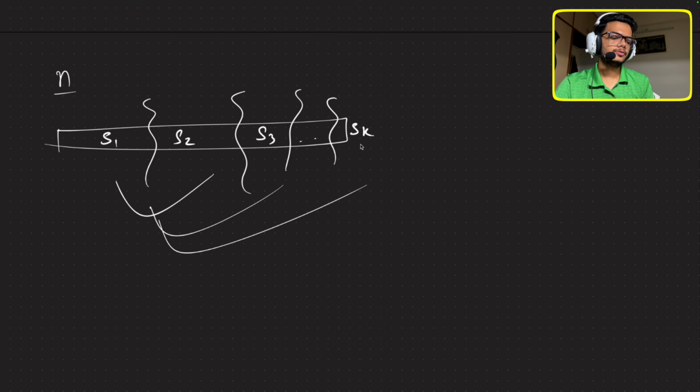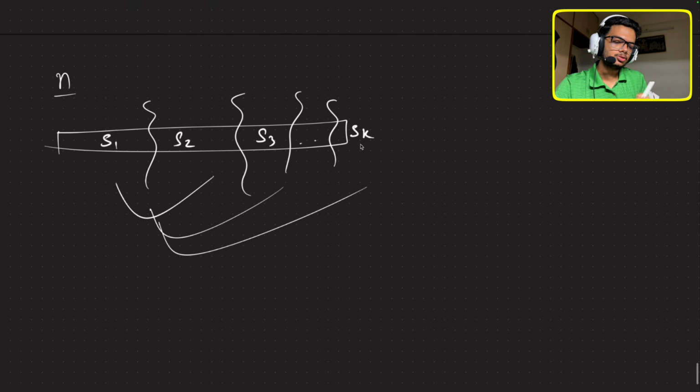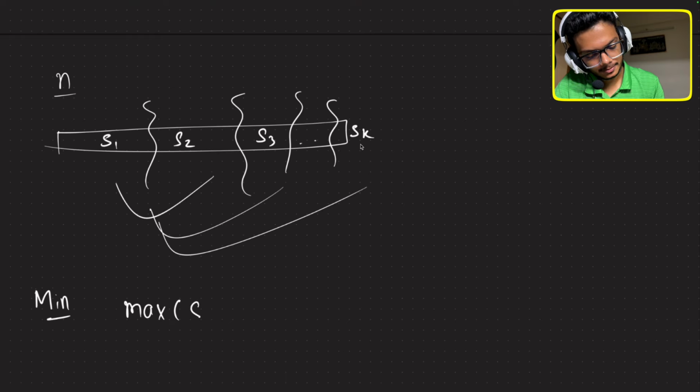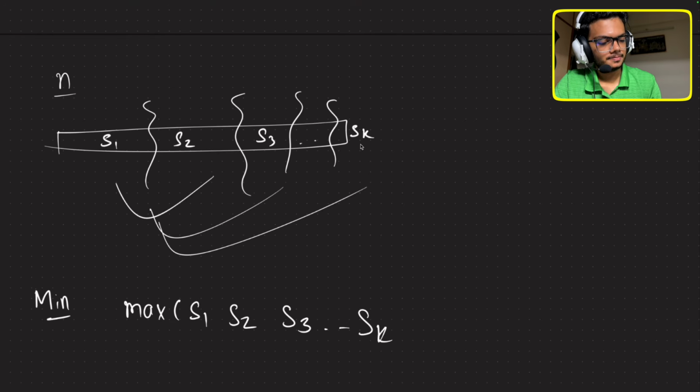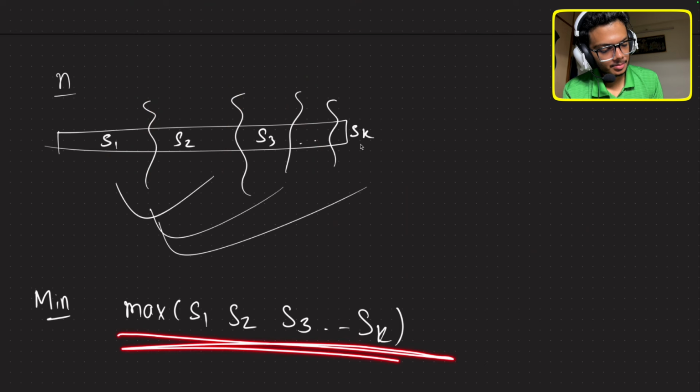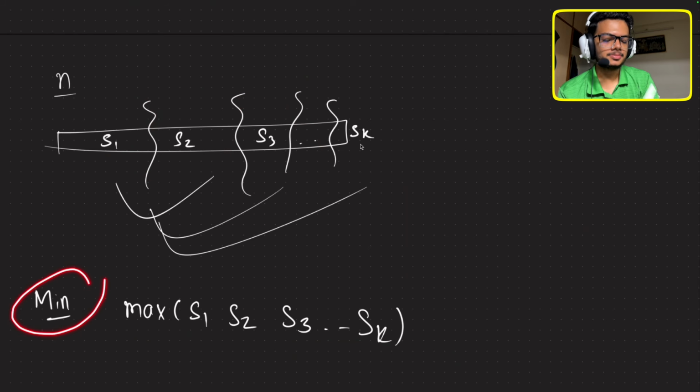What we want to do is split this array into k subarrays in a way that we minimize the max of s1, s2, s3, and so on till sk. So you devise a split, you decide how many elements you're going to put in each split such that the maximum of s1, s2, and so on till sk is minimized.